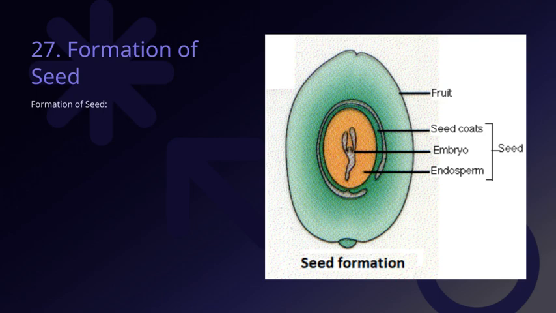Once fertilization occurs, the ovule transforms into a seed. This seed contains all the necessary genetic information and stored nutrients to support the initial growth of the plant. The formation of the seed is a complex yet efficient process that ensures the survival and propagation of plant species. Understanding this process highlights how plants have evolved mechanisms to reproduce and thrive in diverse environments, which ties back to our overall theme of plant adaptation and survival.